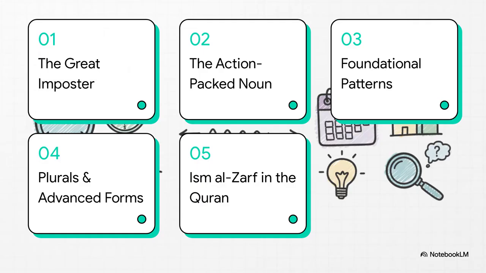Okay, here's our plan for this explainer. First, we're going to meet the great imposter to get a handle on the basic term, zarf. Then, we'll dive into the star of the show, the action-packed noun, Ism al-Zarf. We'll break down the patterns used to build it, check out some more advanced forms, and then we'll see it all come to life with some amazing examples from the Quran.